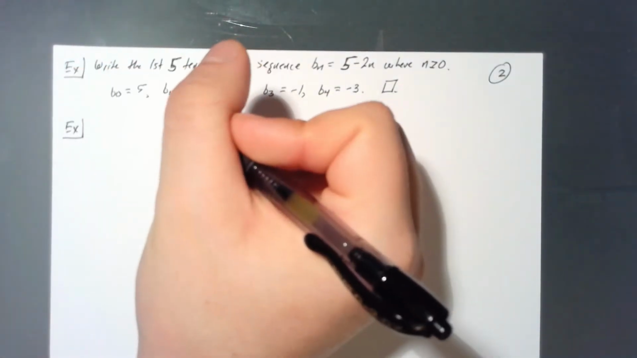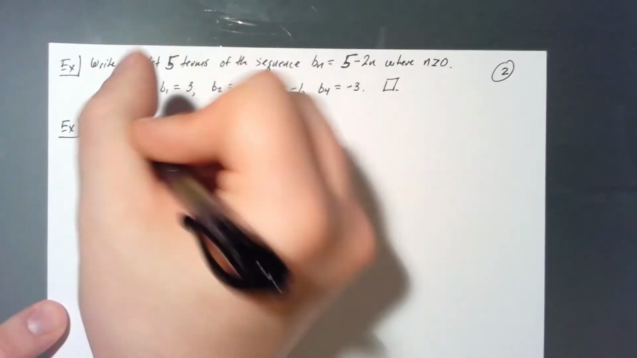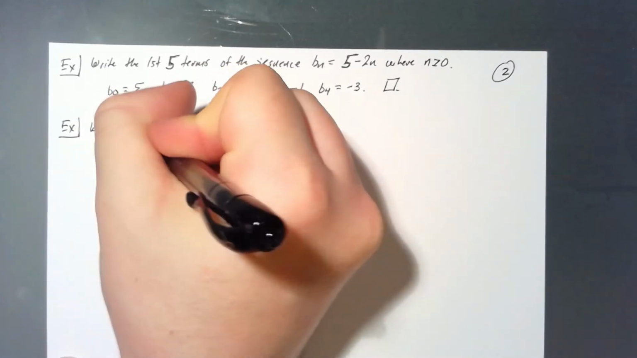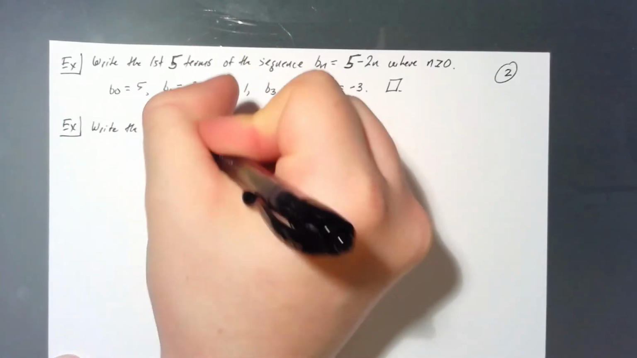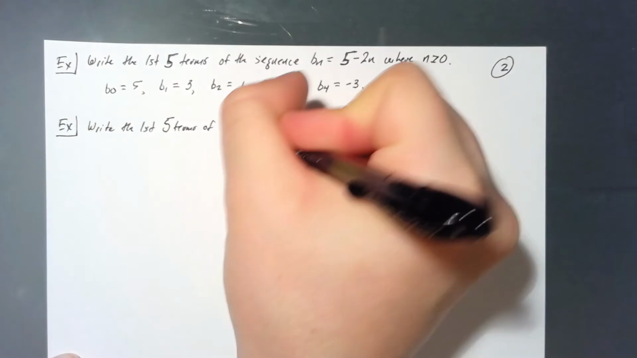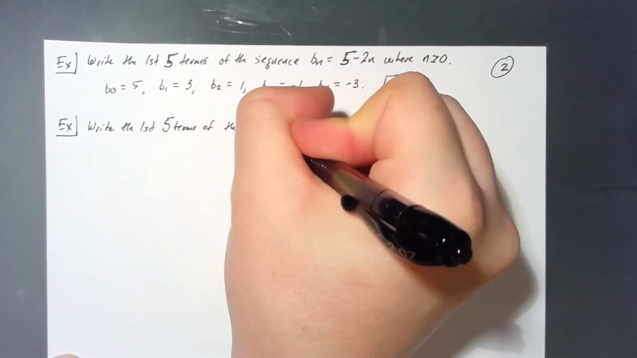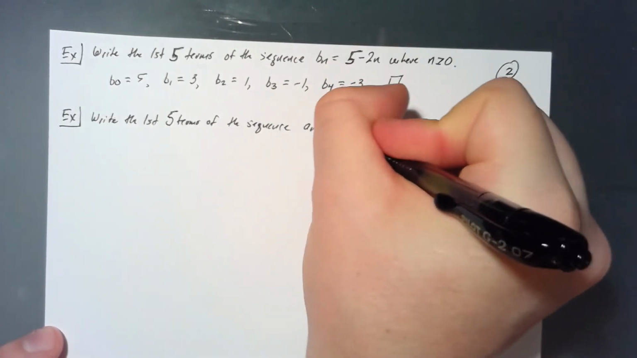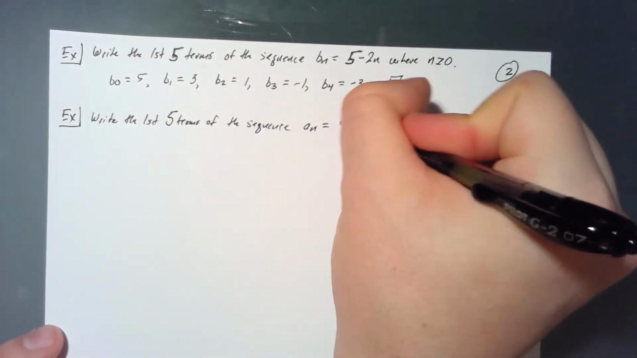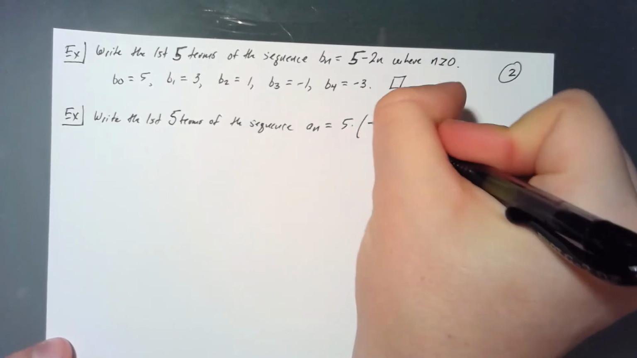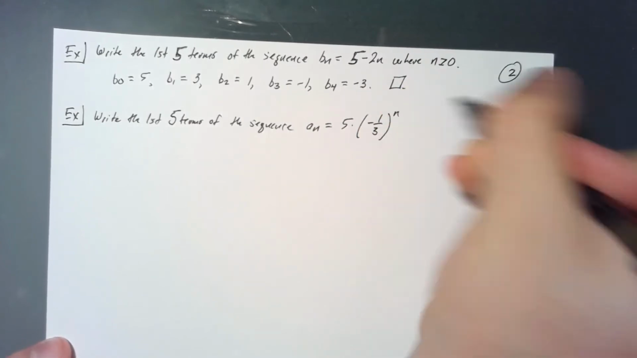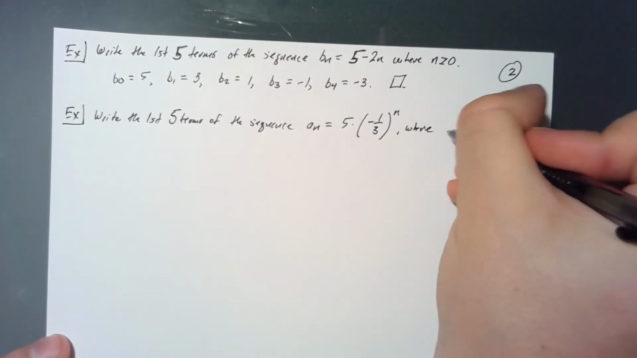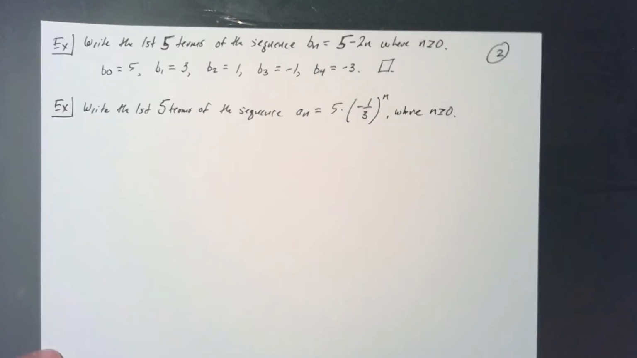What about this example? Same instructions, right? The first 5 terms of the sequence a sub n equals 5 times negative 1/3 to the nth power, where n is greater than or equal to 0.